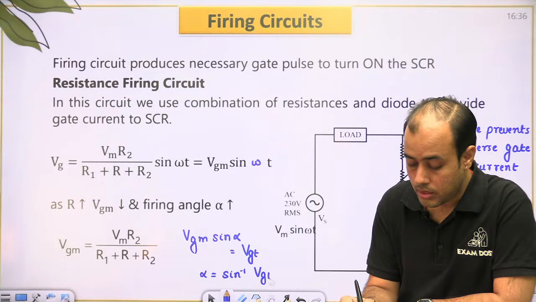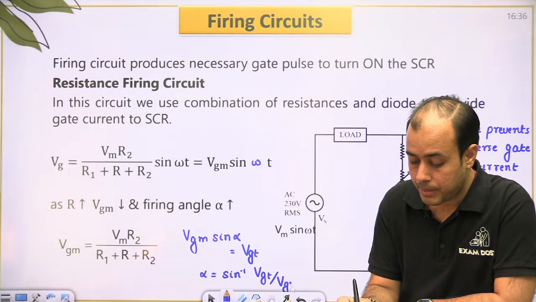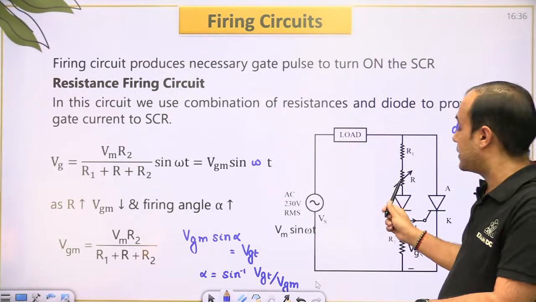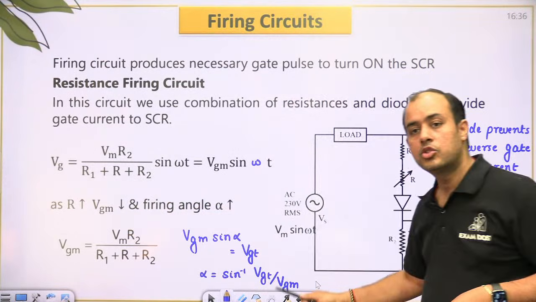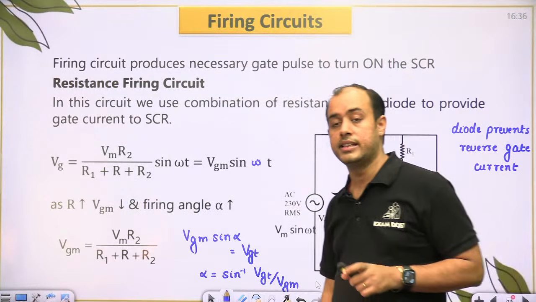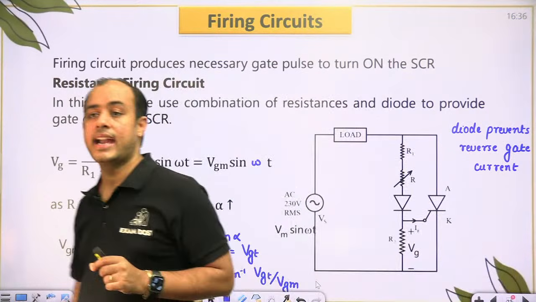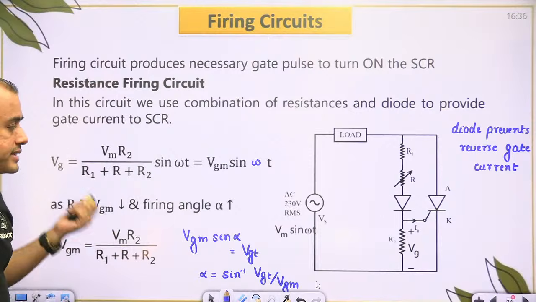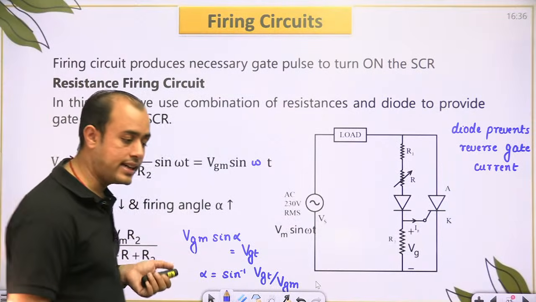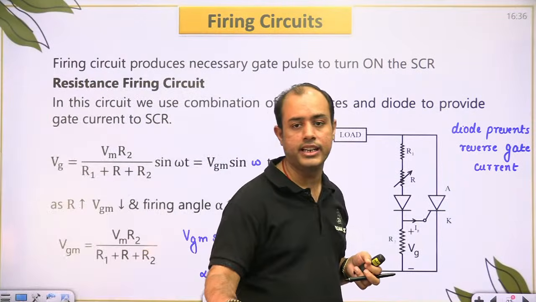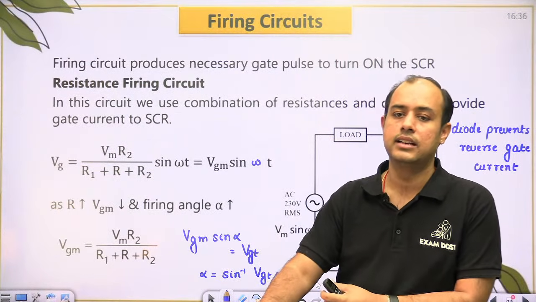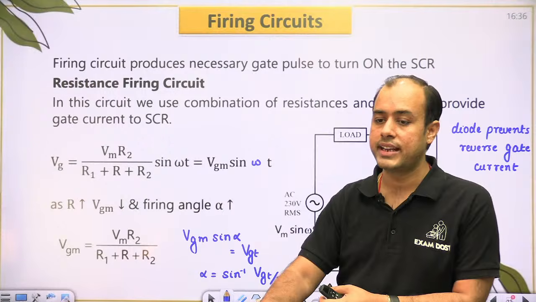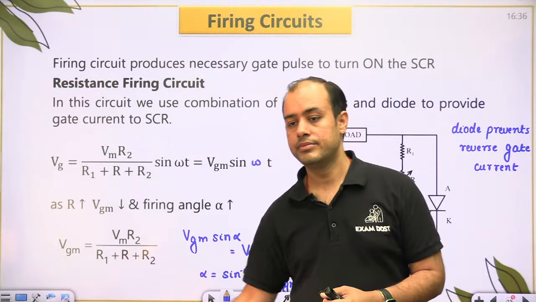Okay. So now what is the purpose of this resistance R? If you increase R, VGM decreases, so the firing angle increases. So the maximum firing angle as per sine inverse is 90 degree. Sine inverse का maximum value 90 degree होता है. So that is the maximum firing angle. That is the maximum firing angle which is 90 degree.